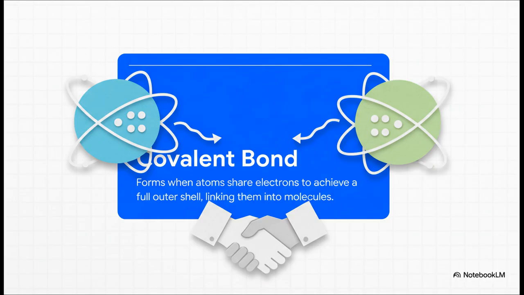But what if atoms aren't into just giving away their electrons? Well, then they share, and this is called a covalent bond. It's kind of like two atoms shaking hands, but instead of hands, they're sharing a pair of electrons. This sharing holds them together very tightly in distinct little packets we call molecules.